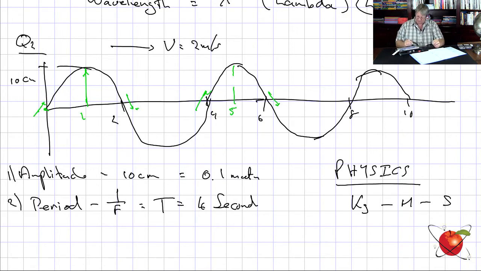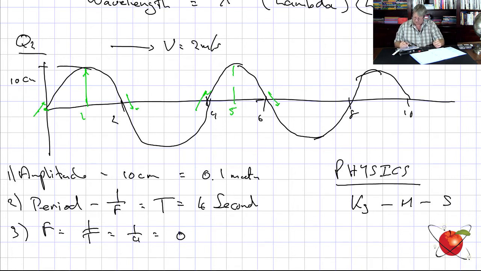The frequency, they've asked us the frequency, and the frequency is equal to 1 over the period, which is 1 over 4, which is 0.25. And what do we measure it in? Hertz. We measure it in hertz.